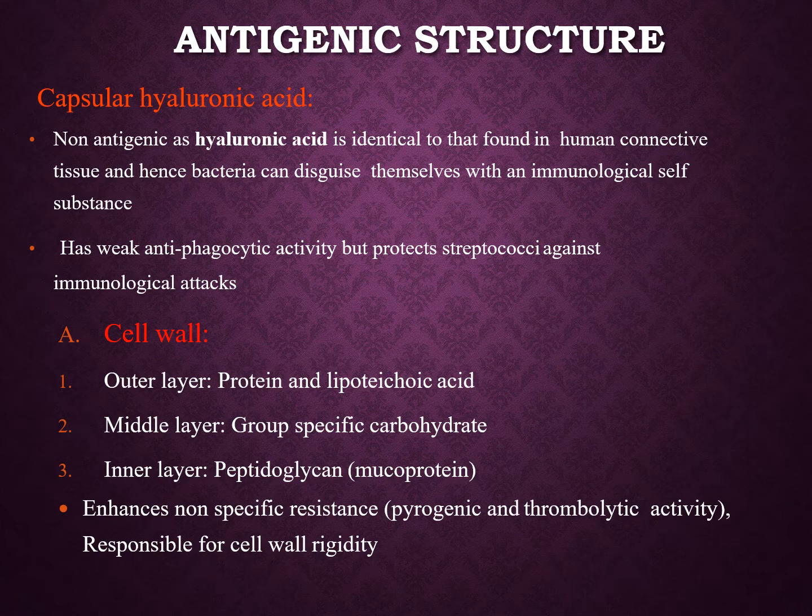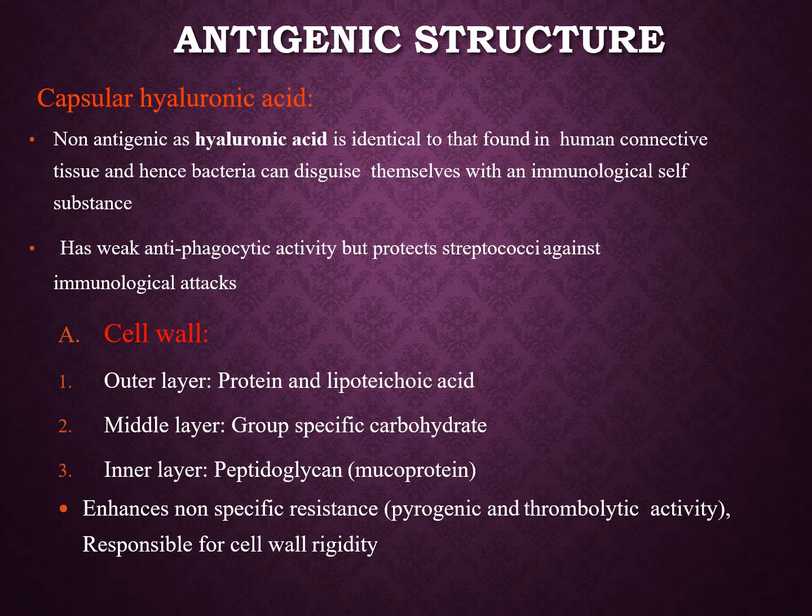The next thing is the antigenic structure of Streptococcus pyogenes, which contributes more to its pathogenicity. The first thing is capsular hyaluronic acid. The capsular hyaluronic acid is non-antigenic, as it is identical to that found in human connective tissues, and hence the bacteria can disguise themselves with an immunological self-substance. It has very weak antiphagocytic activity, so it protects the streptococci against immunological attacks by the host system.